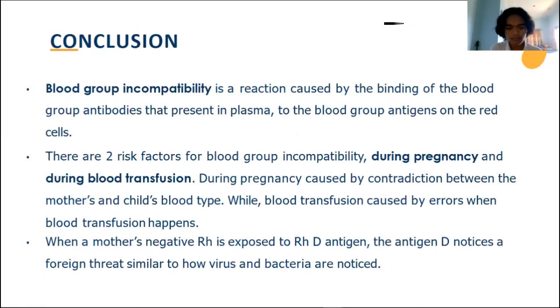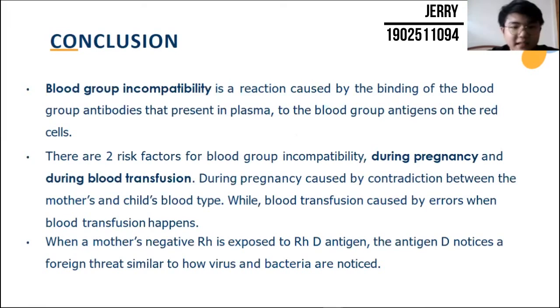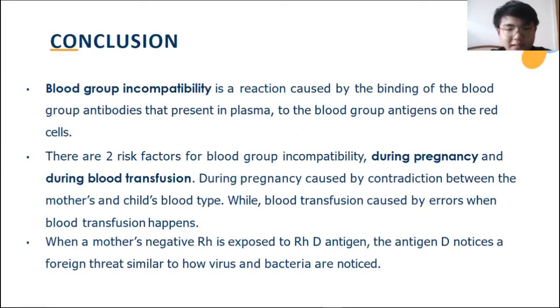Thank you. Next. For the conclusion, blood group incompatibility is a reaction caused by the binding of the blood group antibodies present in plasma to the blood group antigens on the red cells. There are two risk factors for blood group incompatibility. The first one is during pregnancy, caused by contradiction between the mother's and child's blood type, and the second one is during blood transfusion, caused by errors when blood transfusion happens. When a mother's negative rhesus is exposed to rhesus D antigen, the antigen D is noticed as a foreign trait similar to how virus and bacteria are noticed.